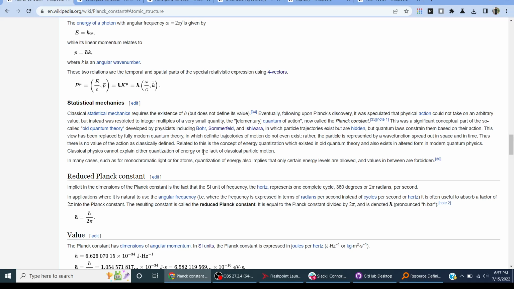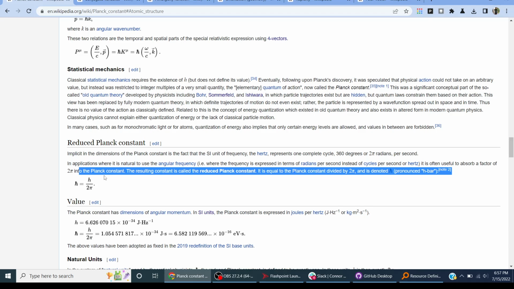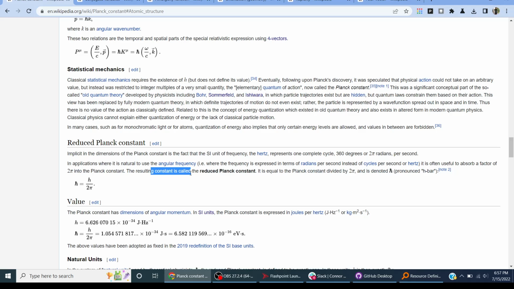Reduced Planck constant. Implicit in the dimensions of the Planck constant is the fact that the SI unit frequency, the Hertz, represents one complete cycle, 360 degrees, or 2 pi radians per second. In applications where it is natural to use the angular frequency, i.e. where the frequency is expressed in terms of radians per second instead of cycles per second or Hertz, it is often used to absorb a factor of 2 pi into the Planck constant. The resulting constant is called the reduced Planck constant. It is equal to the Planck constant divided by 2 pi and is denoted by h bar, pronounced h bar equals h divided by 2 pi.